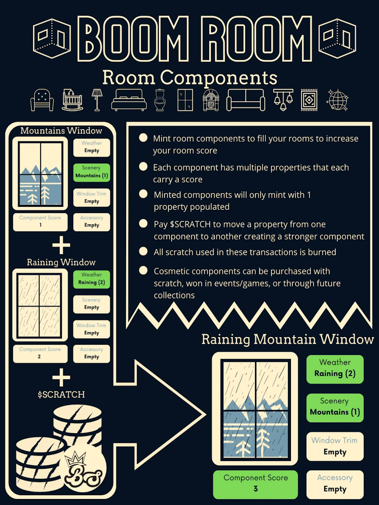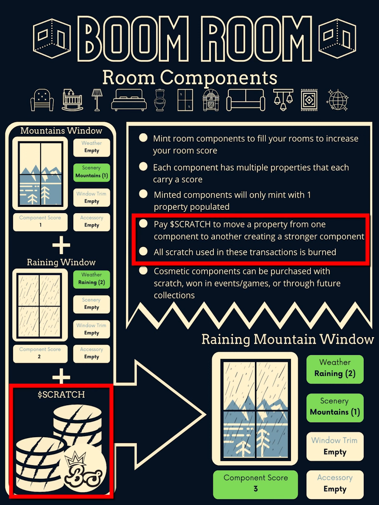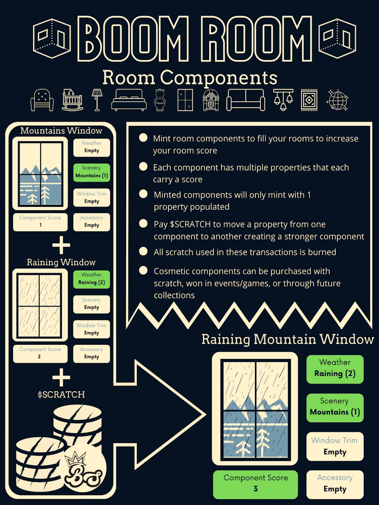Combining your 2 components will cost you scratch. The first upgrade from level 1 to 2 will be cheaper than 2 to 3 and much cheaper than 3 to 4. The scaling was put in place to restrict how quickly a holder can max out a room, so there isn't a big imbalance at release. In this example, we are upgrading from level 1 to 2.